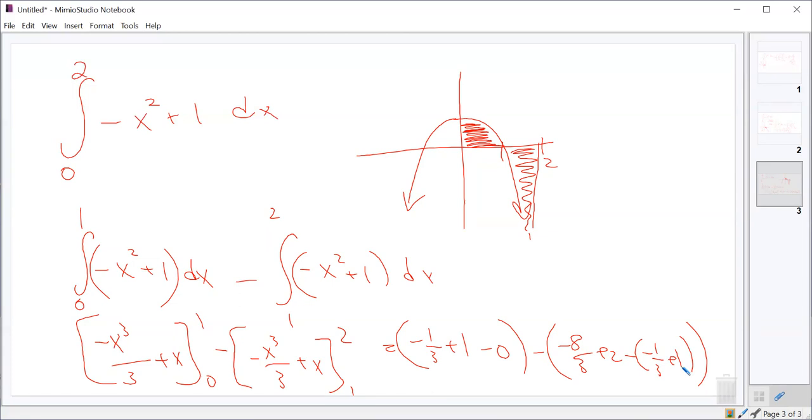And you just do some arithmetic and get an answer. What's that arithmetic come out to be? What is that? Did it come out to be 0? No, it didn't come out to be 0. I did my arithmetic wrong. What did it come out to be?